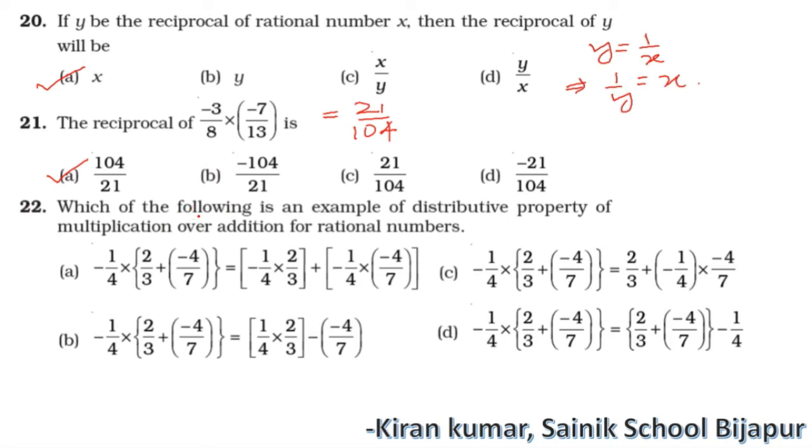22nd, which of the following is an example of distributive property of multiplication over addition for rational numbers? You must know that when A is multiplied to the sum B plus C, the distributive property says A should be multiplied to B plus A should be multiplied to C. And this format is present in option A. Option A is the right answer.